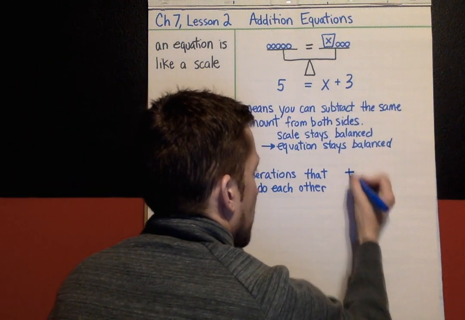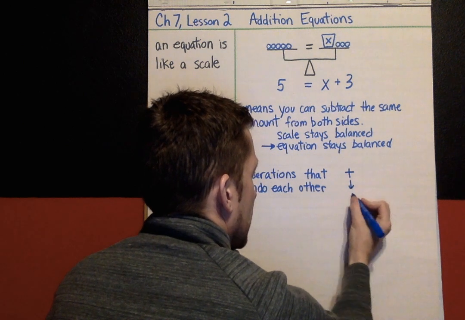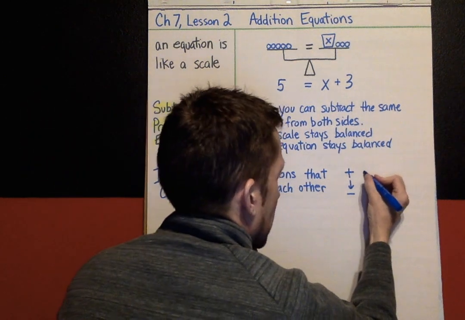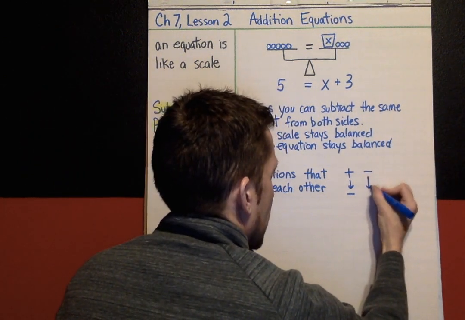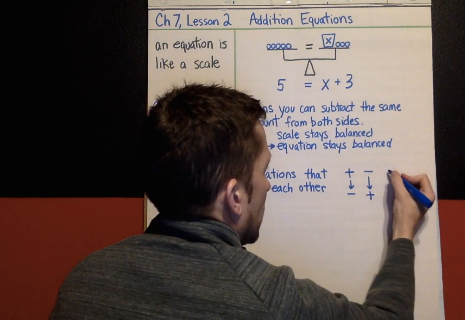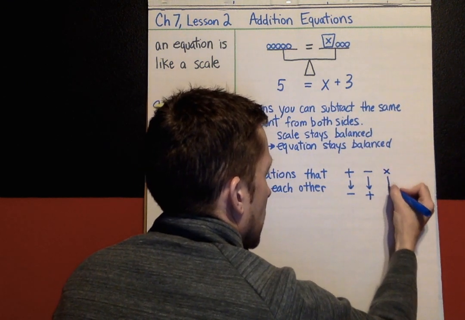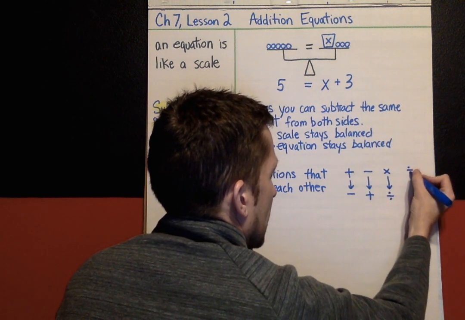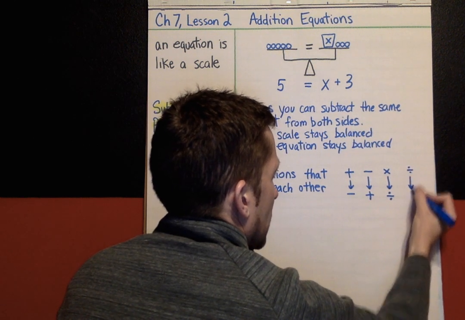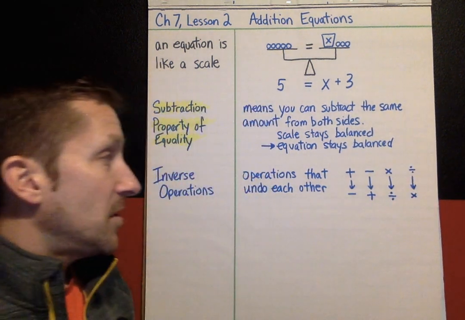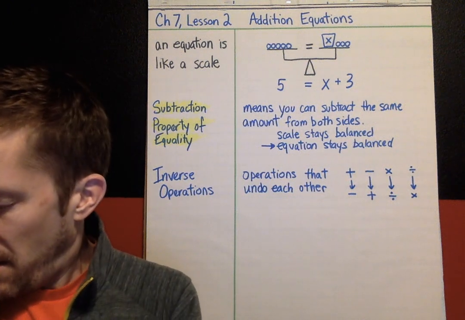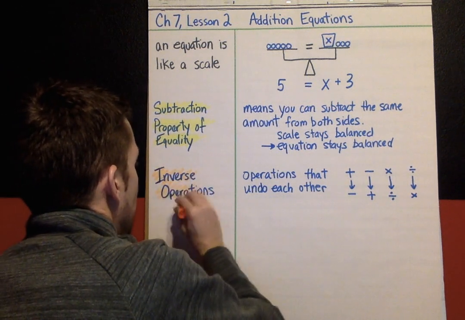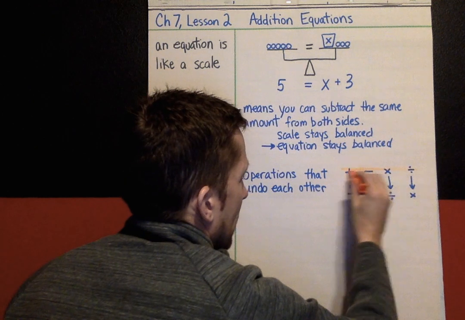If you have addition, the operation that undoes addition is subtraction. If you have subtraction, the operation that undoes subtraction is addition. If you have multiplication, the operation that undoes multiplication is division. And if you have division, the operation that undoes division is multiplication. So this idea continues throughout this whole chapter. The idea of inverse operations, and here's what they are.